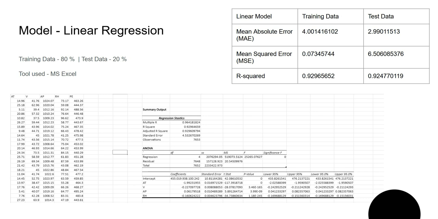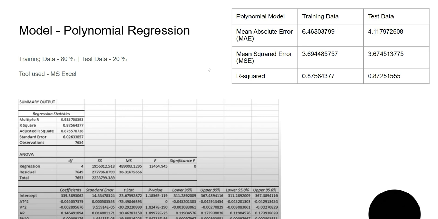And you could see a snippet of the analysis which we have done, and also the table given here depicts the key output values of the metrics which we have considered: the mean absolute error, mean squared error, and R squared. These are the values which we have got from the training data and the test data, and this is the bifurcation which we have taken. Similarly, we have followed a similar approach for the polynomial regression, and these are the values which we have got from a metrics perspective, considering the training data and the test data.